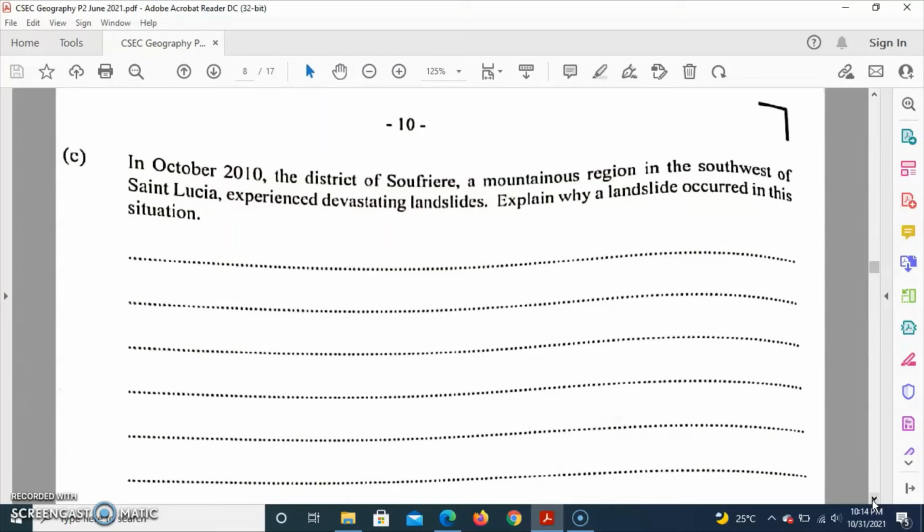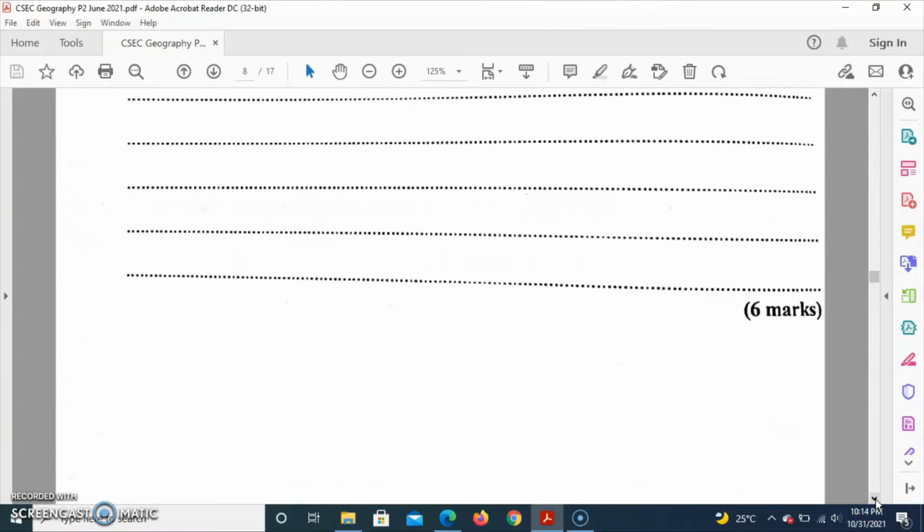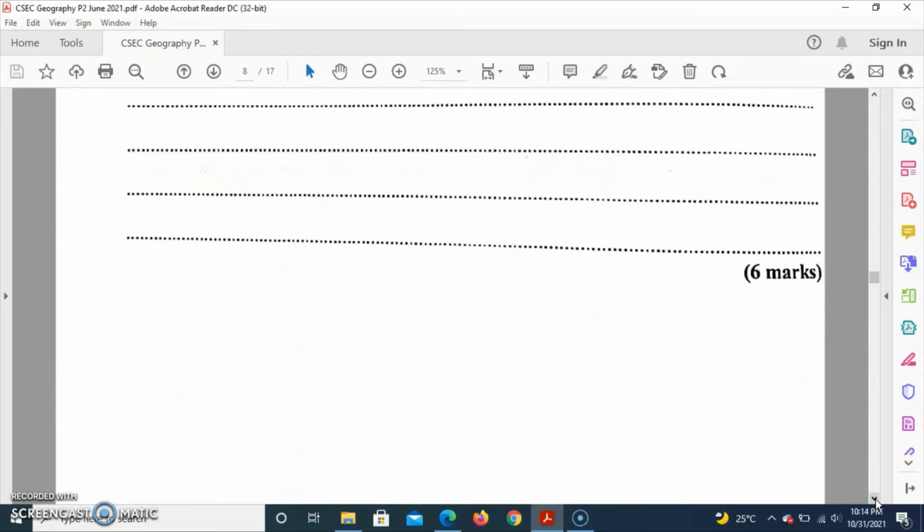The base of the mountain could have also become unstable due to construction purposes. For example, if they're building a road at the base of the mountain, this could cause the slope to become unstable as well. Once you were able to explain approximately 2 or 3 of these factors or causes, then you should be able to get your 6 marks.